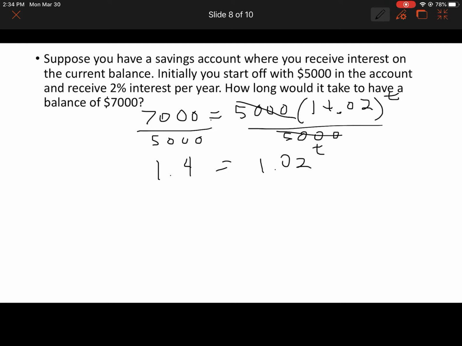And we're going to be doing the same thing as we did earlier. We're going to take the log of both sides. Log of 1.4 equals the log of 1.02 to the power of t. The t is going to move over to the front of that log, and they are still going to be equal to each other.